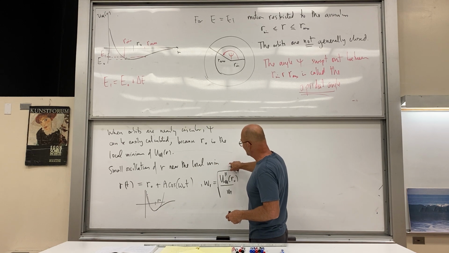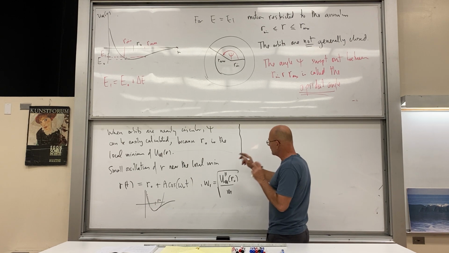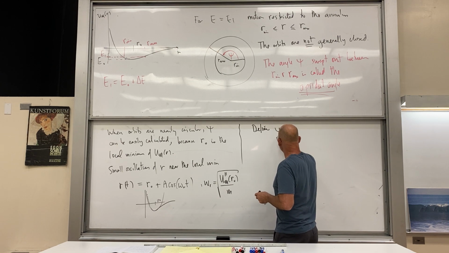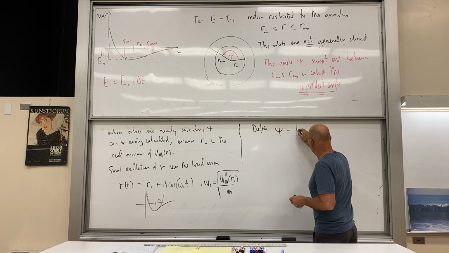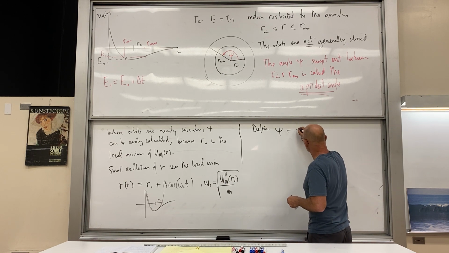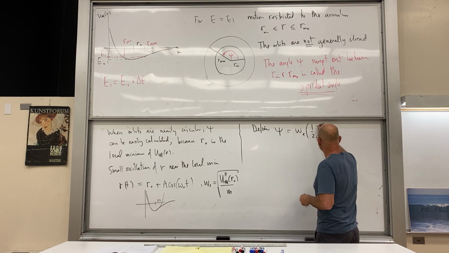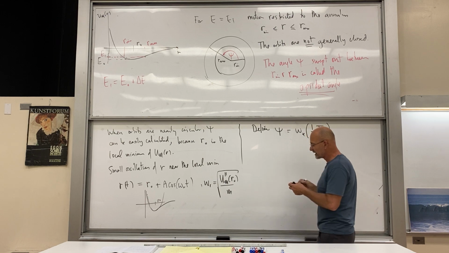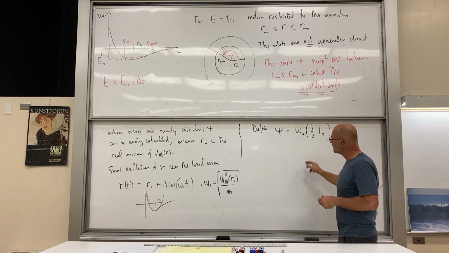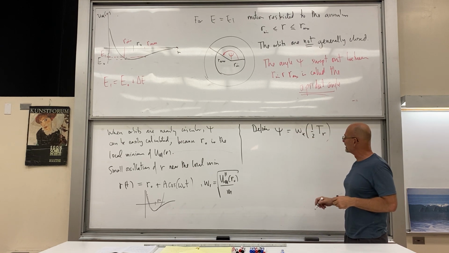Good, so we have this omega sub R. Under these circumstances, now I can define C as one half, or actually let's write it this way, as omega sub phi times one half T sub r. Let me explain what that is. This omega sub phi we had a little while ago, that was the angular frequency, the angular velocity of the circular orbit.